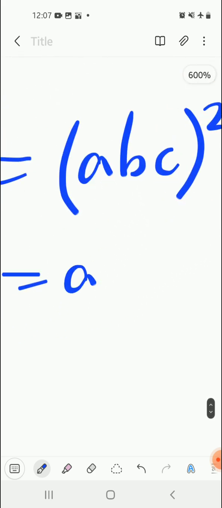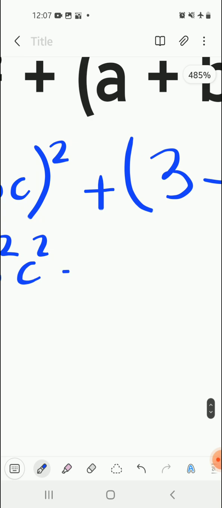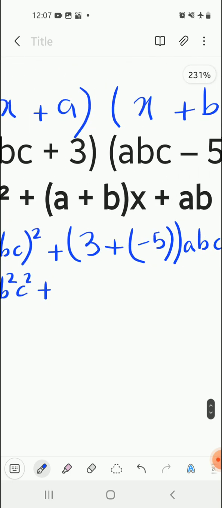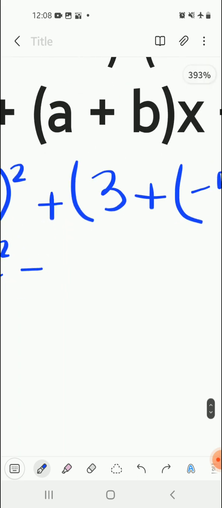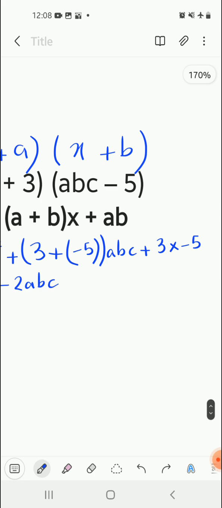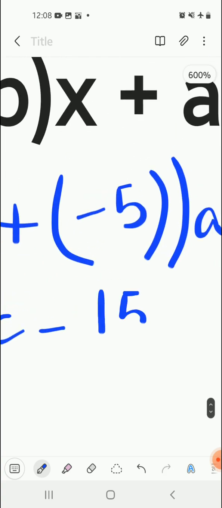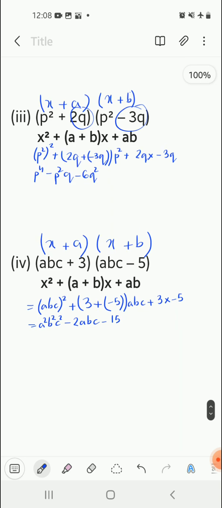(ABC) whole square is A square, B square, C square, plus 3 and minus 5, it would be minus 2AB. So we're going to write minus 2ABC, what we had over here, plus 3 into minus 5. It would be minus 15. So we're going to write minus 15.